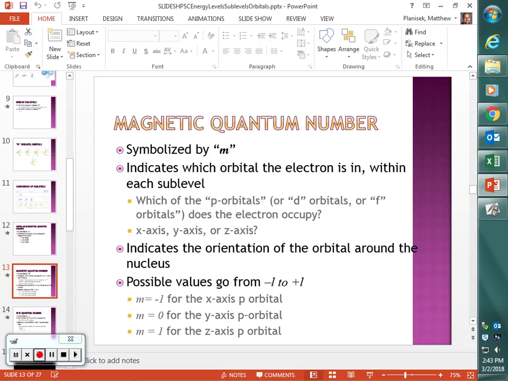It says it indicates which orbital the electron is in within each sublevel. Sublevel is the shape. There are 3 p orbitals in the second sublevel. Which of the 3 p orbitals are we talking about? That's what the magnetic quantum number does for us. We know there's a p orbital on the x-axis, and a p orbital on the y-axis, and a p orbital on the z-axis. Which one's which? That's what we got to tell us here. Okay?